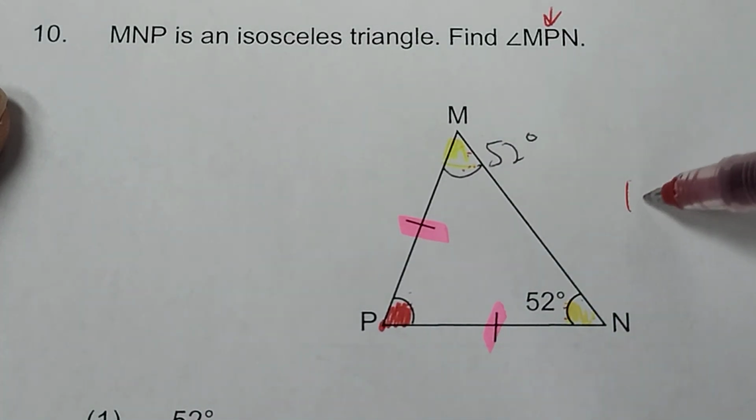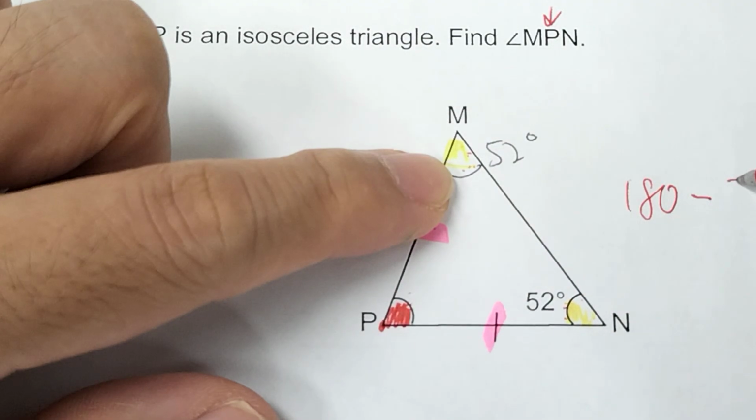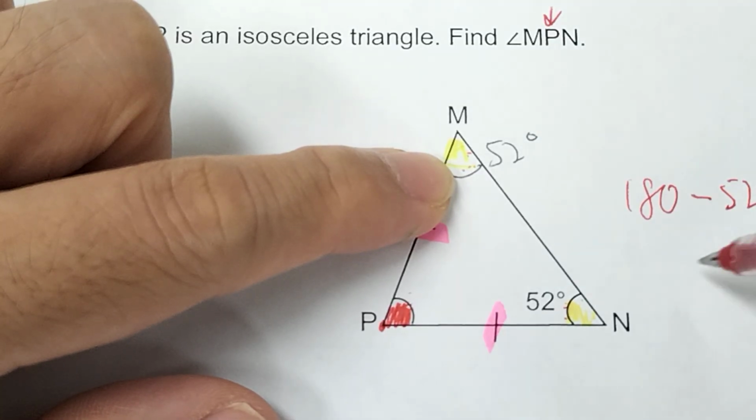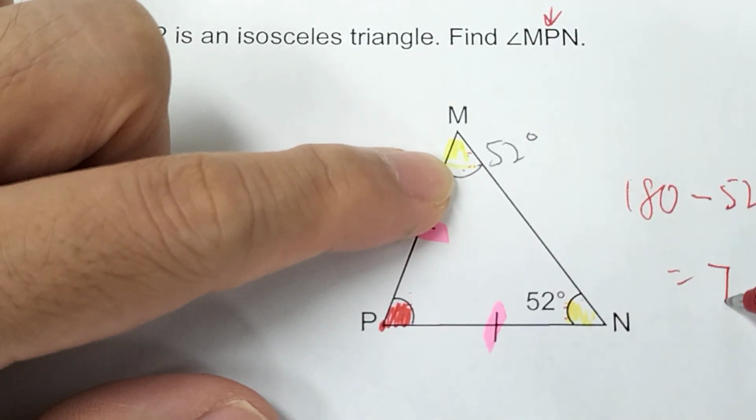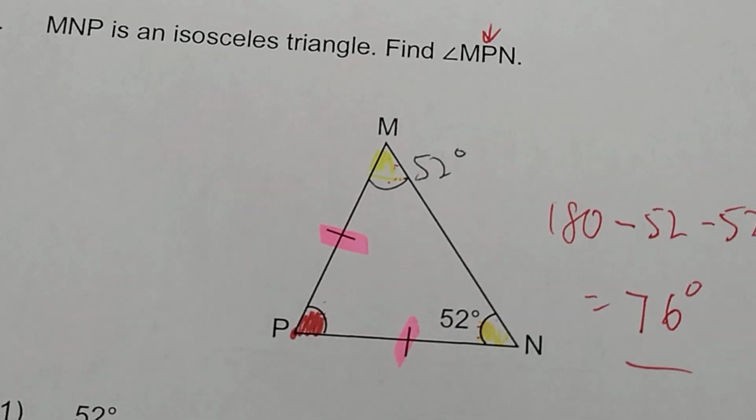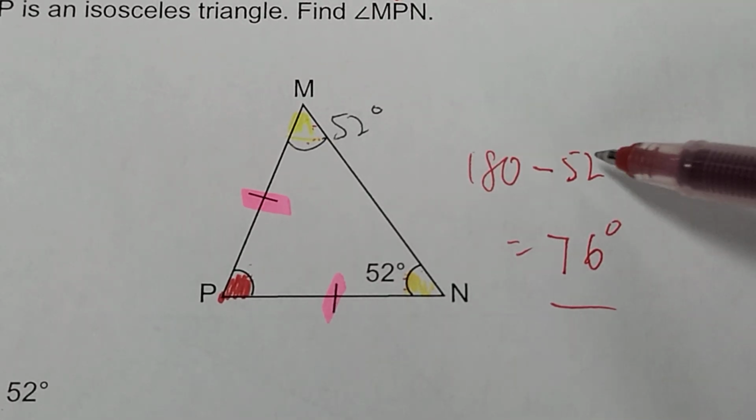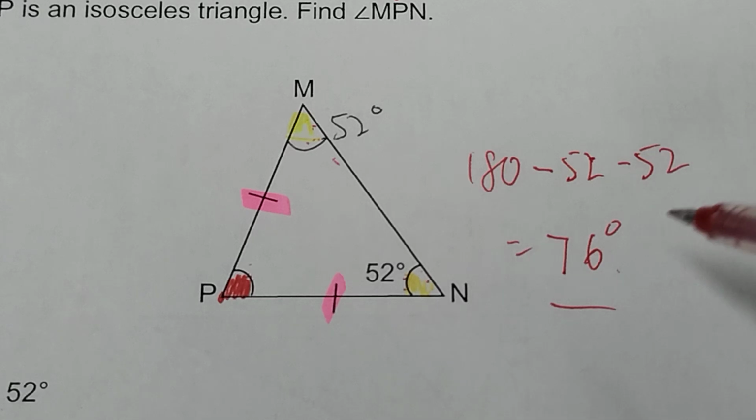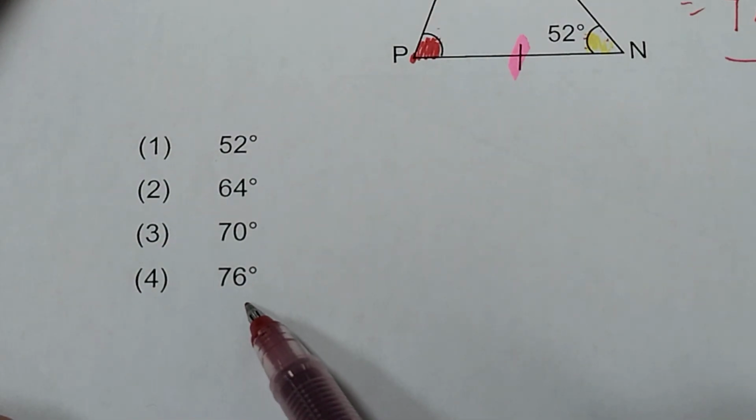To find this is simply 180 minus away 52, minus away 52. That will be 76 degrees. And the answer would be, minus away these two, it would be 76 degrees. And the answer is 4.